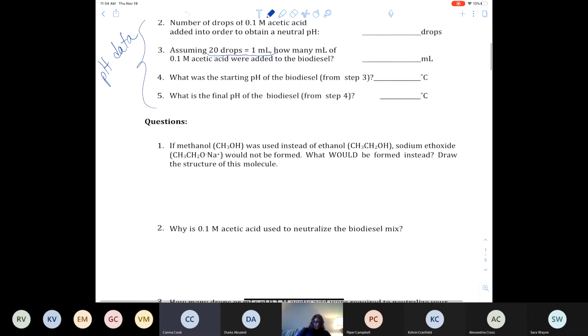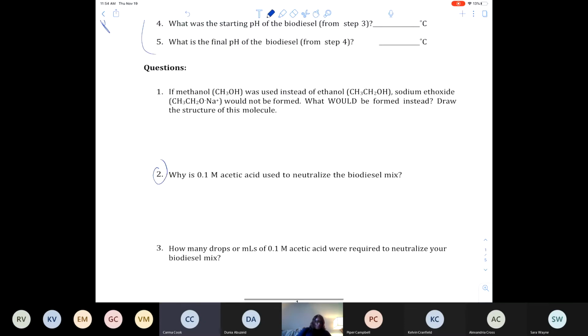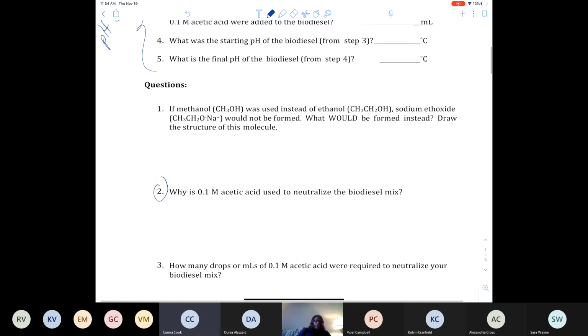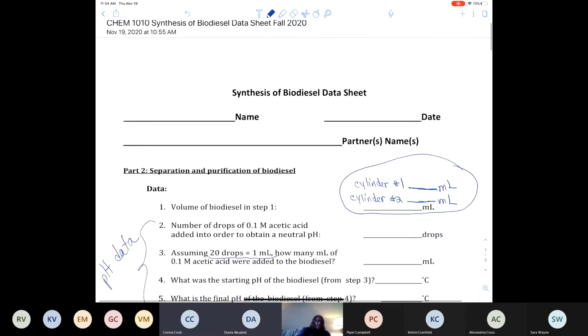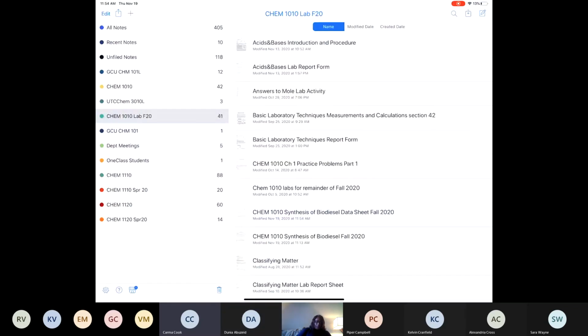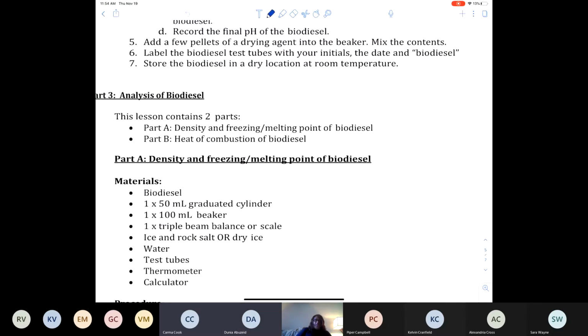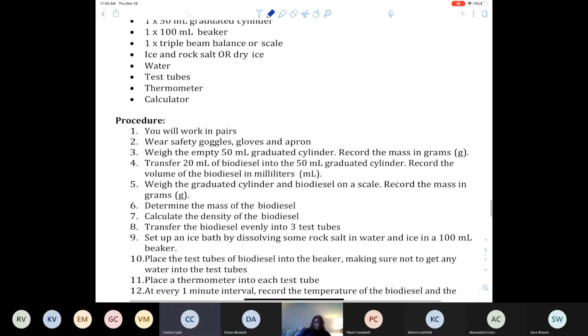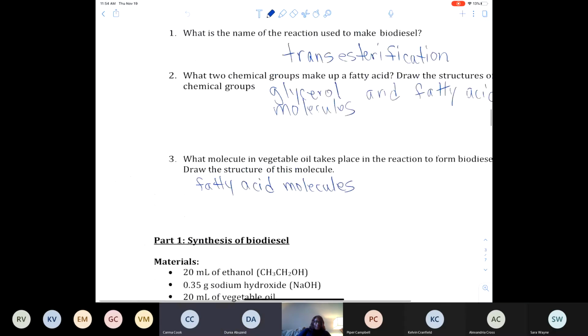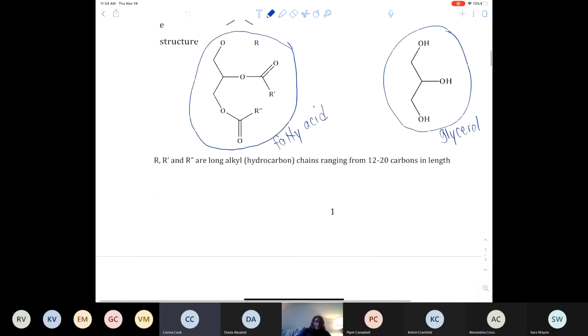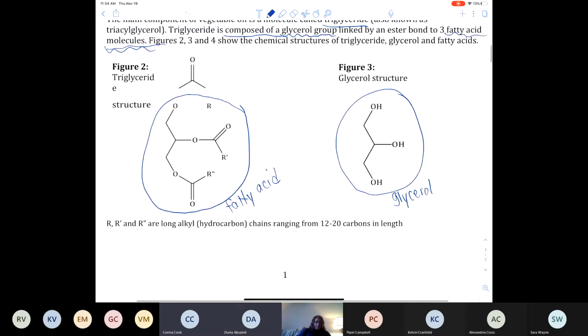So question 2 is asking, why did we use acetic acid to neutralize the biodiesel mix? In other words, what were we trying to neutralize? A base. I'm sorry, I can't hear you. A base. We're trying to neutralize a base. And what's the name of that base? I'm not sure. Did you read this stuff here that you were told to read? Yeah, I read it. Okay.